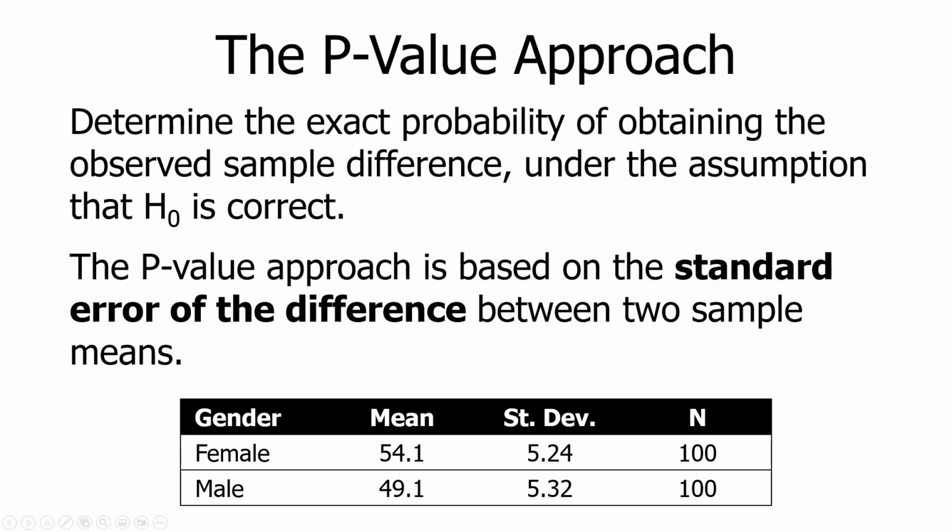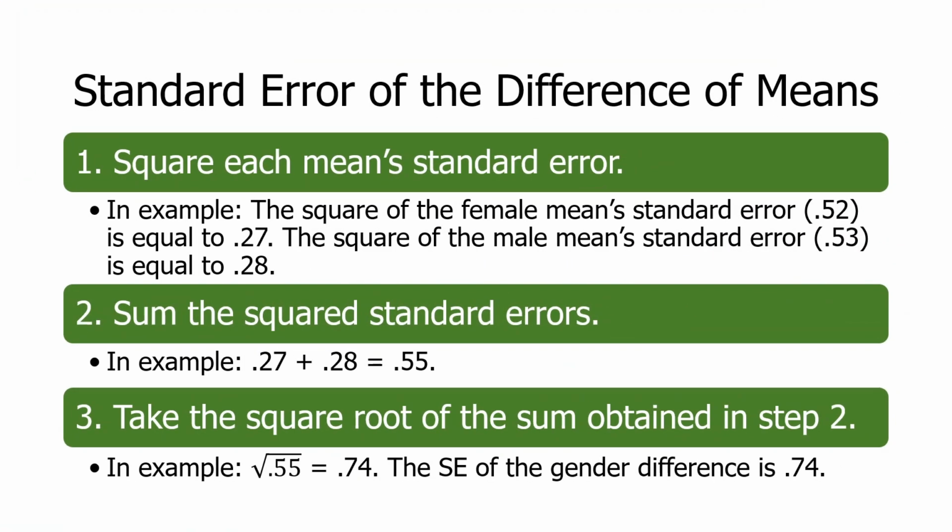Here's the process. We take the standard errors of each mean, and we square them. So the female mean, 0.52, is the standard error. We square it, 0.27. The male mean, the standard error is 0.53. We square that, we get 0.28. We add those two numbers, we sum them, get 0.55, and then we derive the square root of this 0.55 and arrive at the standard error of the mean difference, which is 0.74. Let's review those steps quickly, and then we'll see how we apply it.